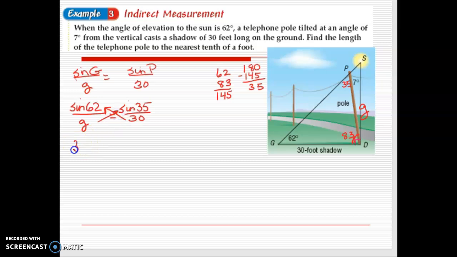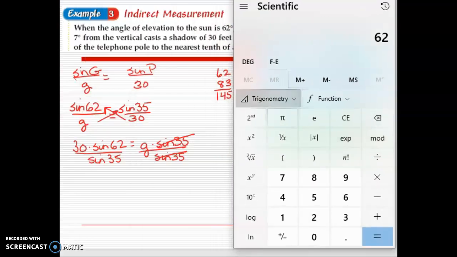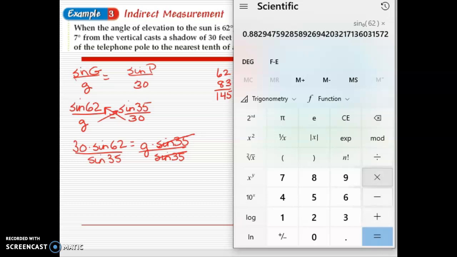Cross multiply, and you have 30 times the sine of 62 equals g times the sine of 35. Divide through by what's with the g, which is sine of 35. And since these numbers match up, they will cancel out. And we have sine of 62 times 30 divided by the sine of 35.